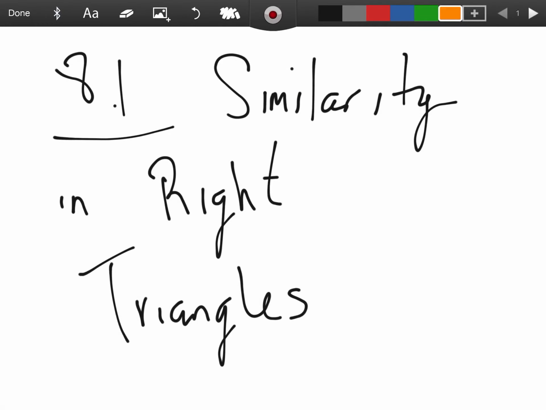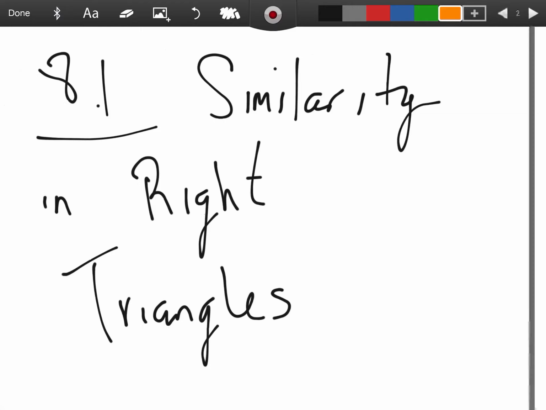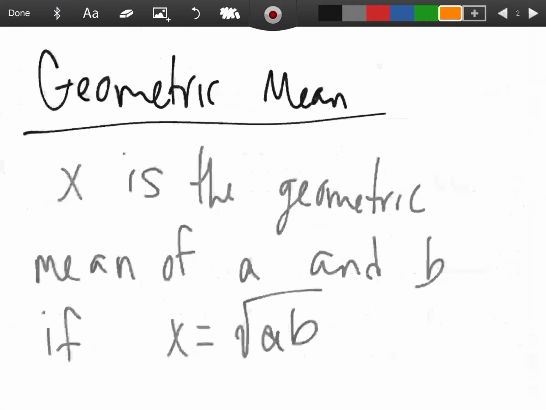All right, welcome guys. In this video, we're going to finally be moving into section 8.1. That's similarity in right triangles. So we're kind of bridging the gap between chapter 7, which is similarity in triangles, and chapter 8, which is all about right triangles.